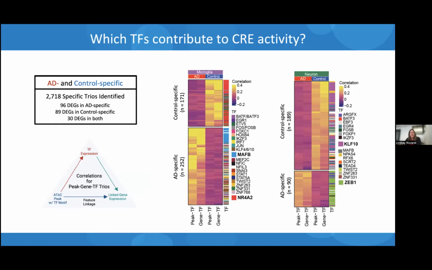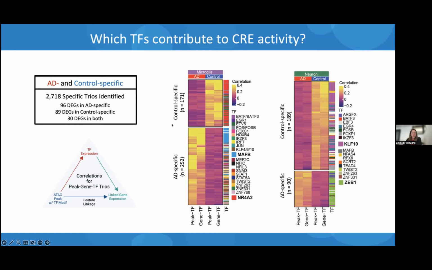So again, getting back to the power of our analysis, we can still split these up and look at AD and control specific trios. Now we're getting down to numbers that are reasonable to go through and test. We identified 2,700 AD or control specific trios, and it's about evenly split between the two. We find 96 DEGs in AD specific trios and 89 in control specific trios. And then there are 30 DEGs that are found in both.